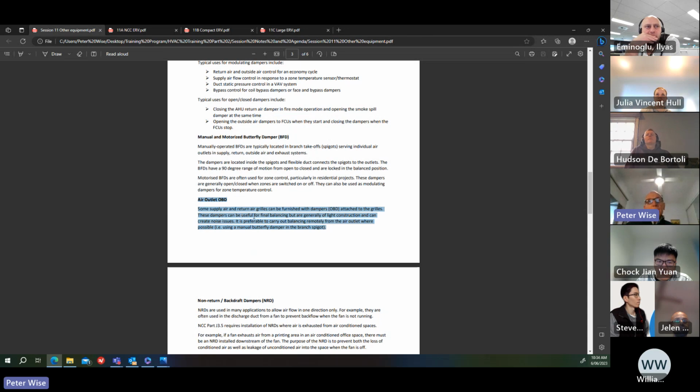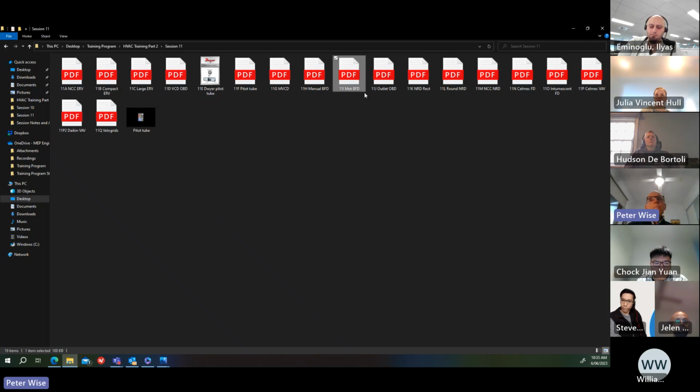As I said earlier, they can be useful for final balancing, but are generally of light construction and can create noise issues because they might rattle. And that's a problem that you can't do much about. If they start to rattle, it's very annoying. It's preferable to carry out balancing remotely from the air outlet where you can, using a manual butterfly damper in the branch spigot. So I'll show you a picture of one of these.